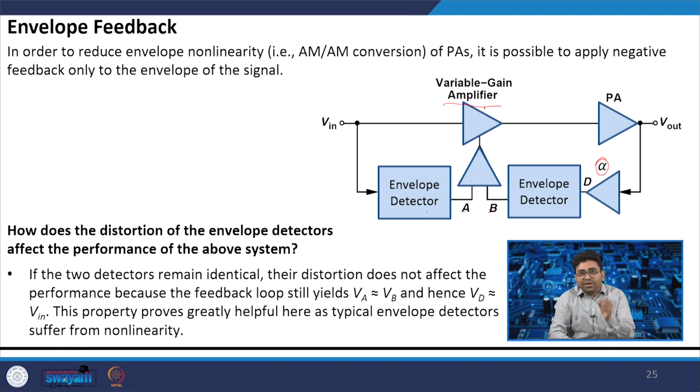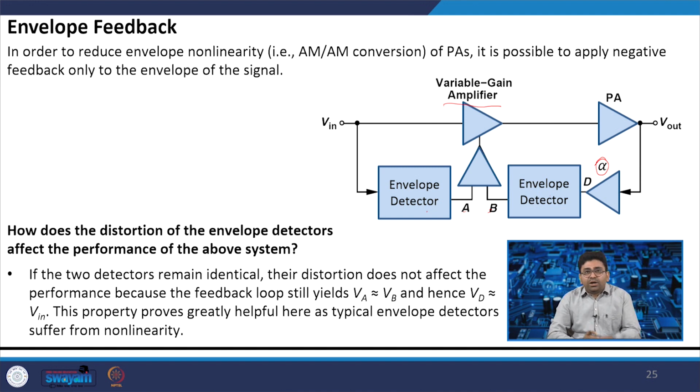So, if there is some distortion in the amplitude, which is taken care of by the envelope detector, this variable gain amplifier will change its gain accordingly, depending on how much the change is in the output after the power amplifier and in the difference of the input which is coming from the baseband. So, that difference will be amplified by using a variable gain amplifier.